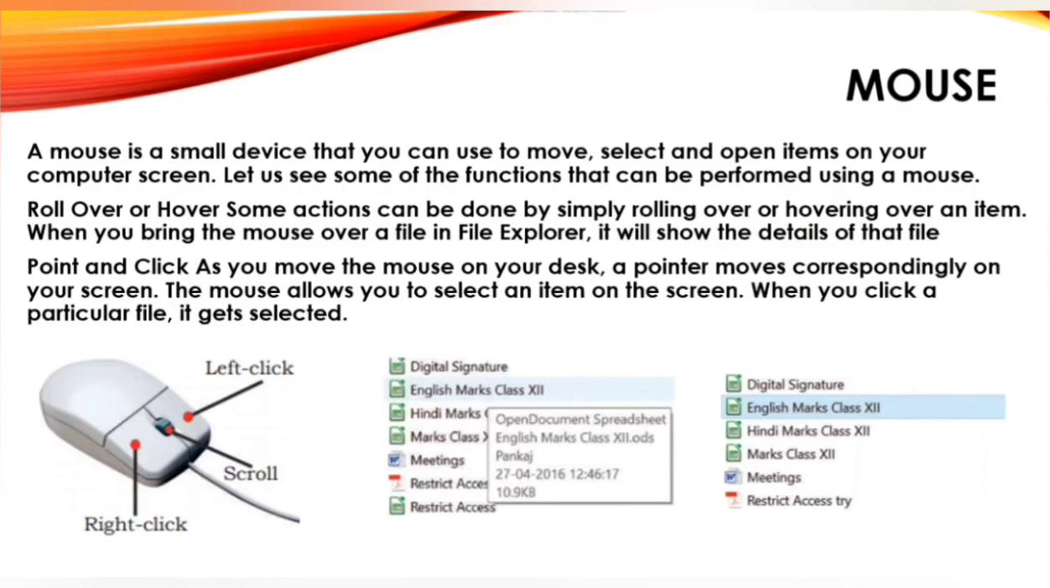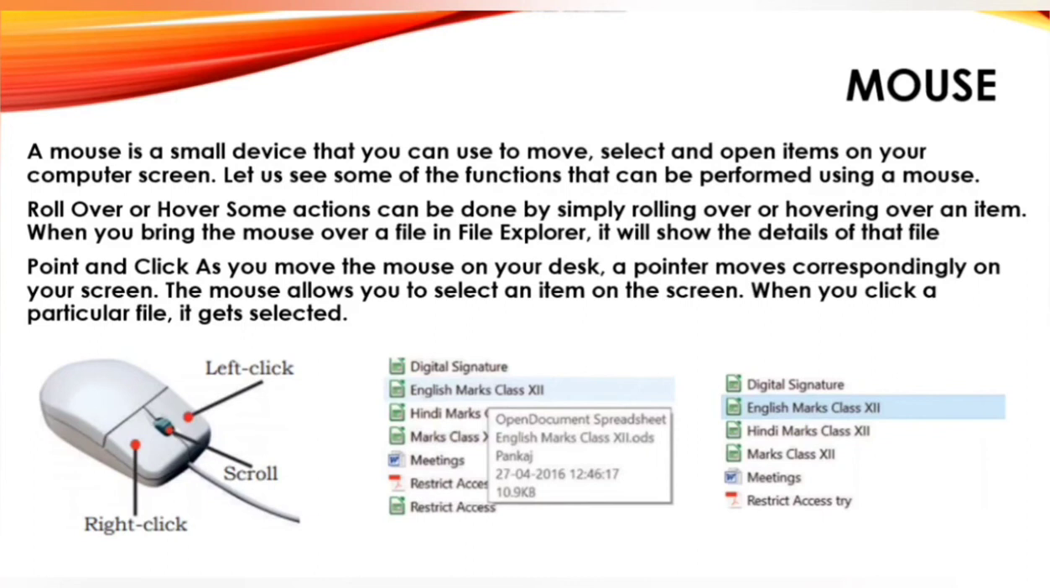The mouse, you all know, can be used to select, move, and open items on your computer screen. There are some functions the mouse can perform, like rollover and hover. When you roll over some file, see the second screenshot, it will give the details of that particular document. Some actions can be done by simply rolling over an item. Just bring the mouse to the particular item. When you bring the mouse over a file in File Explorer, it will show the details of that file.